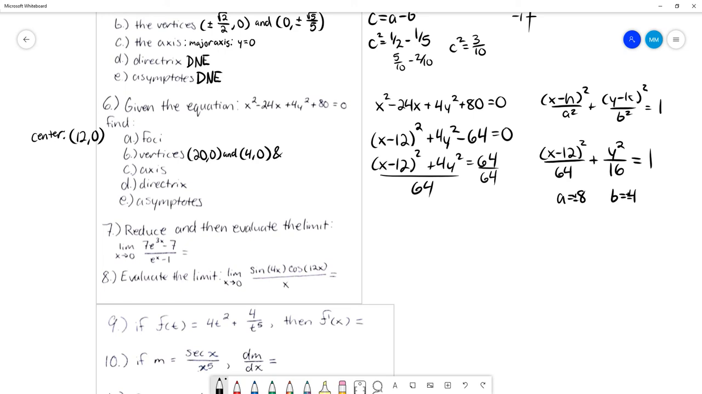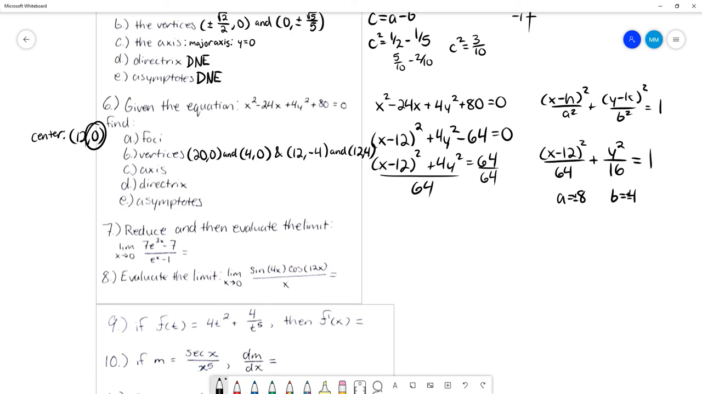So now it's going to be that y value plus or minus the minor radius. So it's going to be 12, negative 4, and 12, 4. Okay, so that's all our vertices for this.